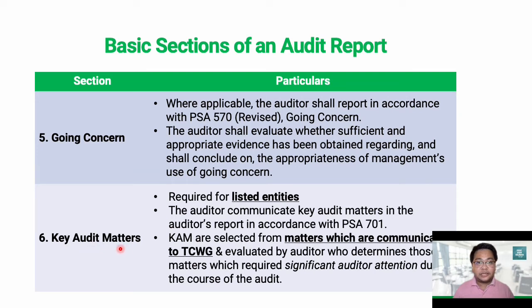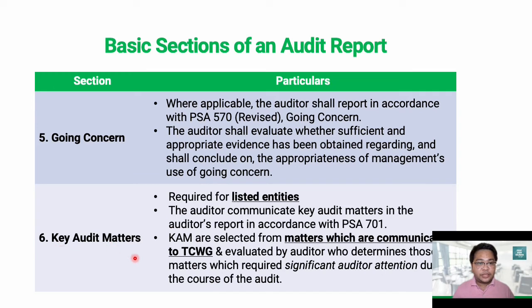Number 6, the key audit matters. The key audit matters, this is relatively new when it comes to audit reporting, only effective beginning December 2016. In the US, this is called the critical audit matters. But like going concern, it's also warranted by circumstances.